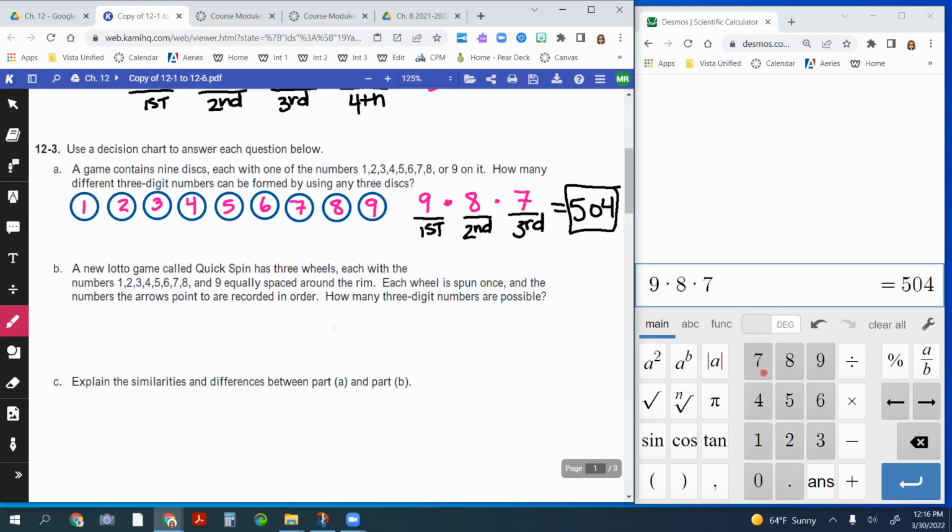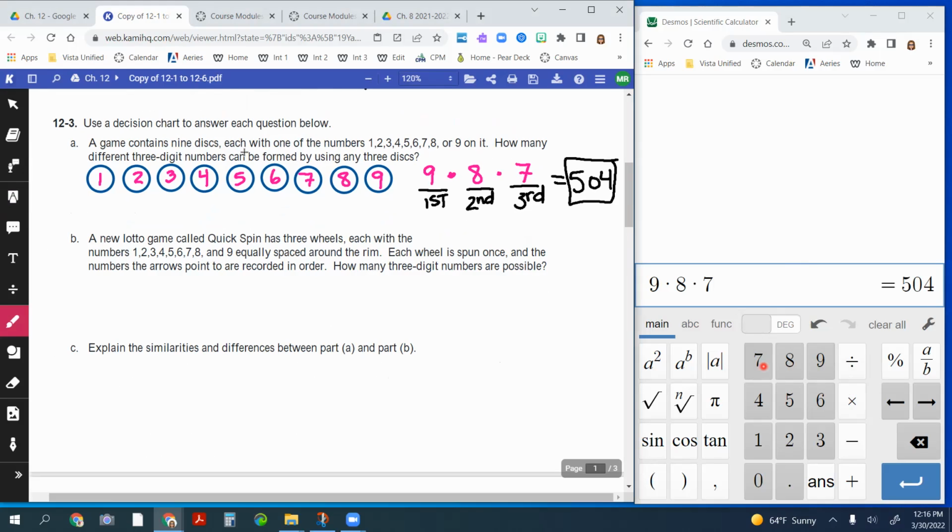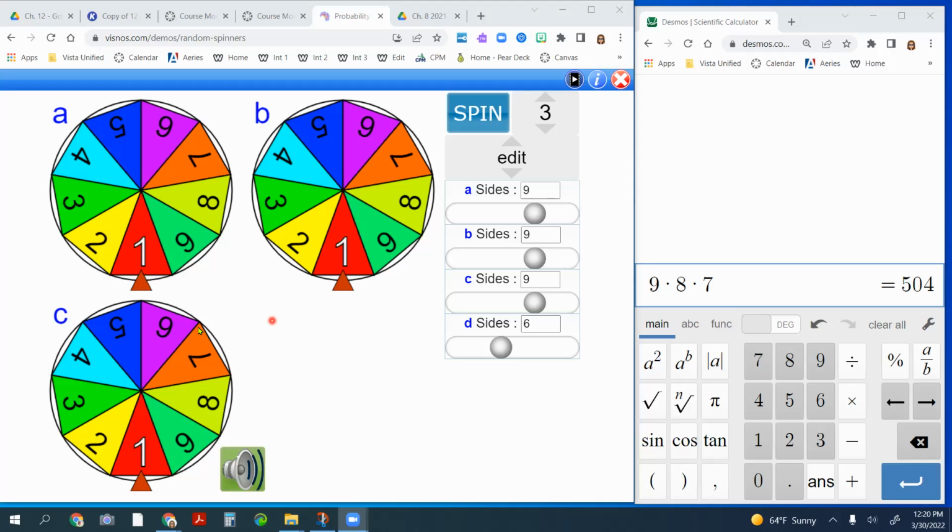Now on 12-3, what's happening in this one is it says a new lotto game called Quick Spin has 3 wheels, each with numbers 1, 2, 3, 4, 5, 6, 7, 8, 9, equally spaced around the rim. Each wheel is spun once, and the numbers the arrows point to are recorded in order. How many different 3-digit numbers are possible? Let me draw a picture of what this is dealing with. So for this one, I'm going to actually use the spinner where you got 3 separate spinners. Each of them has the numbers 1 through 9. So I've got 1 through 9 on this one, 1 through 9 on this one, 1 through 9 on this one.